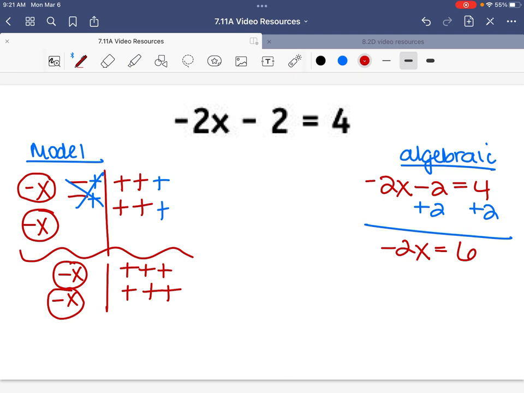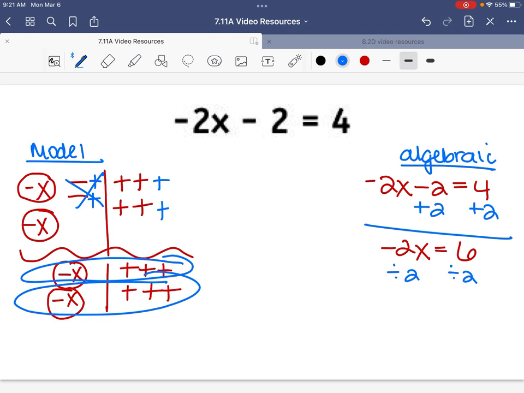So it's the same kind of thinking. I can share these 6 positive units equally with the negative x's. So each one, if you notice, is already grouped. So each negative x will be equal to a +3. And what we did is we just divided by 2 and got that -x was equal to a +3. So 1 negative x equals 3 positives.